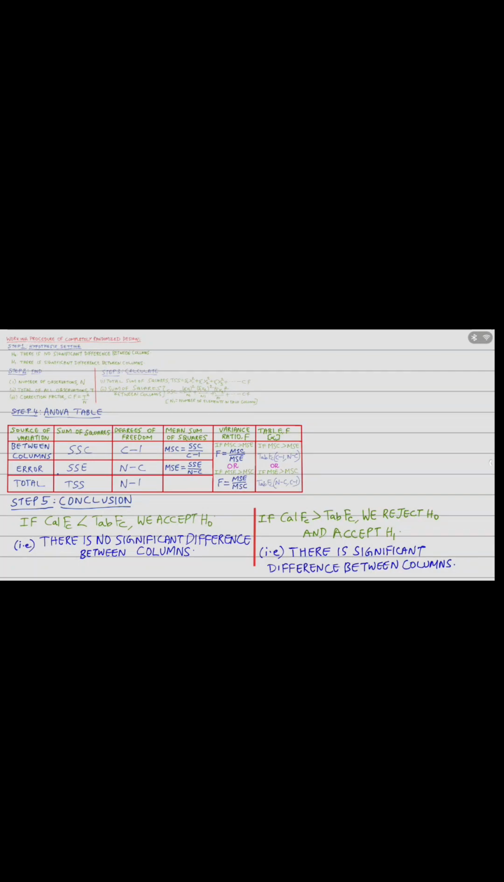The key thing to always remember while working on completely randomized design is that the correction factor, total sum of squares, sum of squares between columns, and error sum of squares should always be positive, and the value of F should always be greater than 1. I hope that this video will be useful for you for understanding completely randomized design or one-way classification.